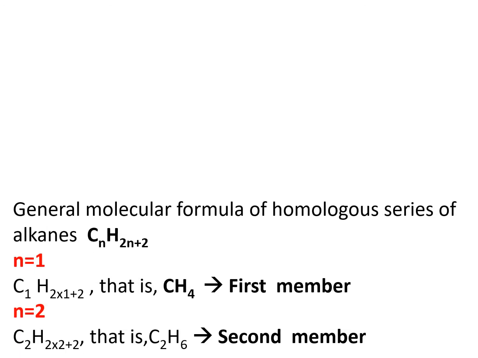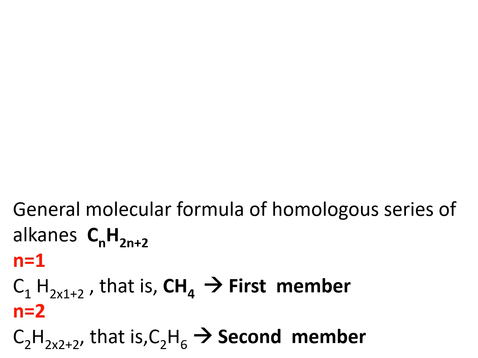Let's move to the next part, finding the general formula. The general molecular formula for the homologous series of alkanes is CnH2n+2. When we see the molecular formula and compare, we get the general formula CnH2n+2, where n is the number of carbon atoms.